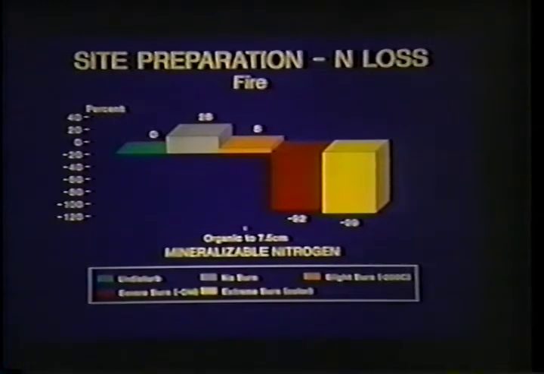Same situation with fire. Undisturbed, severe burn, no burn, slight burn, extreme burn. Now this extreme burn is really hot. This is hot enough to change the color of the soil. Okay? Even a severe burn, you got more than 90% loss of nitrogen. So heavy fuel on the ground type wildfires are extremely dangerous from the standpoint of nitrogen and long-term productivity. Devastating.